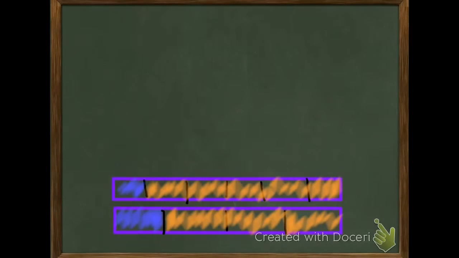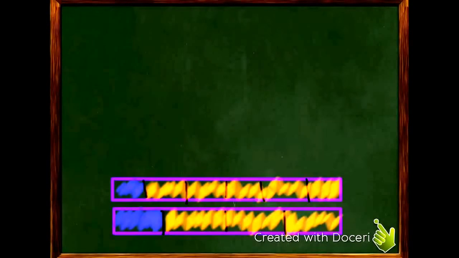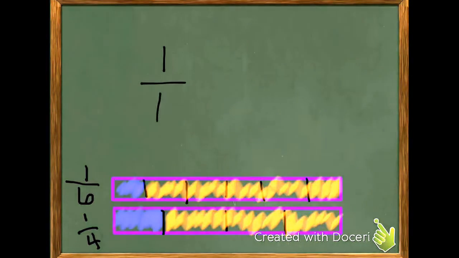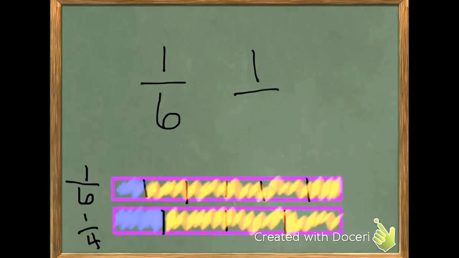I went shopping and I bought myself 2 scarves that were the same size. One scarf is 1/6 blue, that means 1 piece out of 6, and the other scarf is 1/4 blue, which means 1 piece out of 4. My question is, which fraction is less, 1/6 or 1/4? I can tell by looking at this picture which fraction is less.